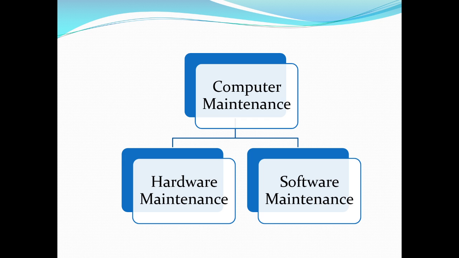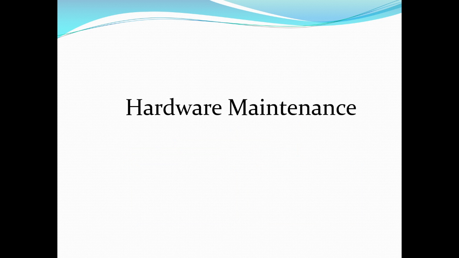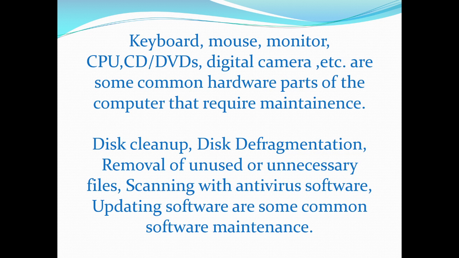Now, computer maintenance is of two types. That is, you need to take care of your hardware and your software. You must clean it and save it from dust, as well as make sure the computer is functioning properly by updating your software and removing unwanted software. First is hardware maintenance, which we are going to study in detail.